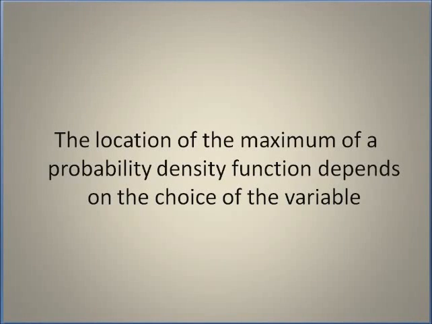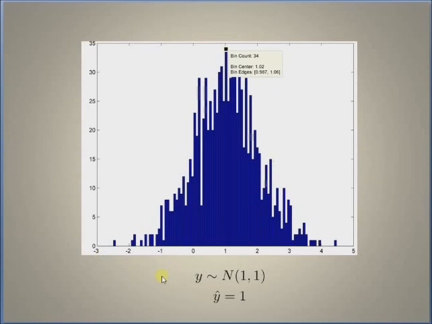Hello. In this short video, I will discuss an interesting property of probability density functions. This can be stated as a theorem as follows. The location of the maximum of a probability density function depends on the choice of the variable. That is, consider this probability density of a variable y, which has normal distribution with mean 1 and variance 1.